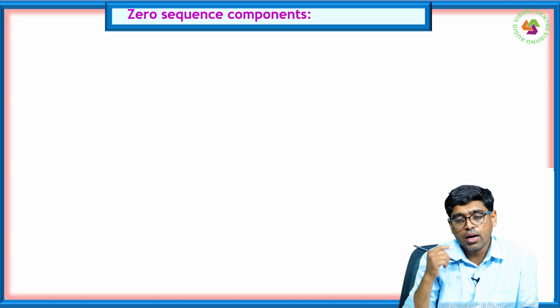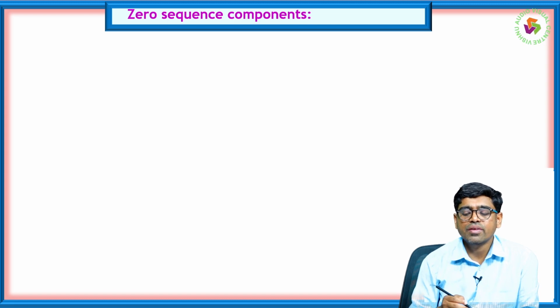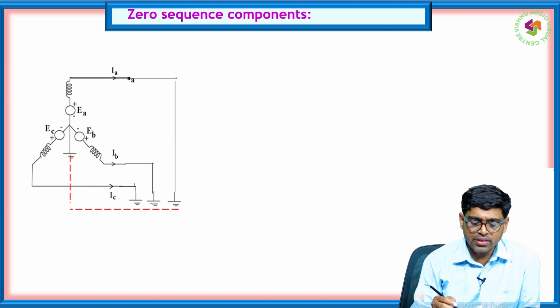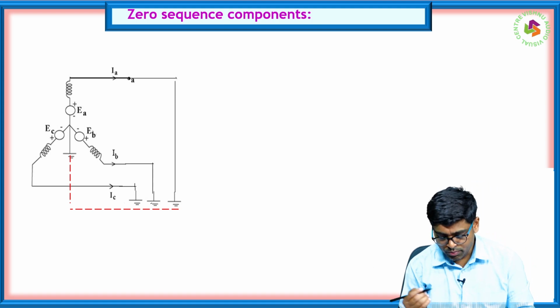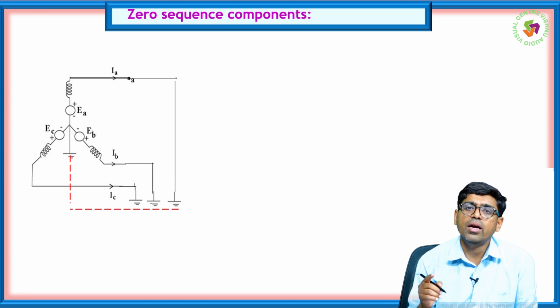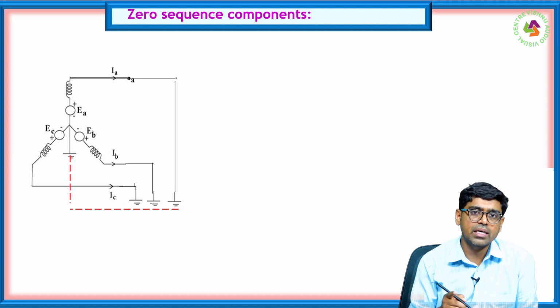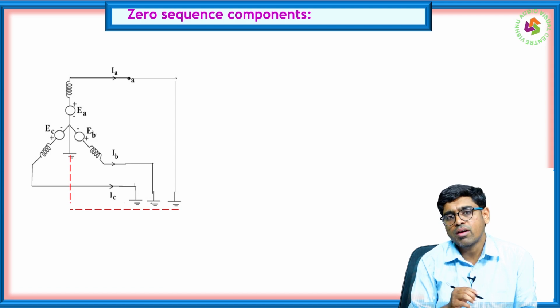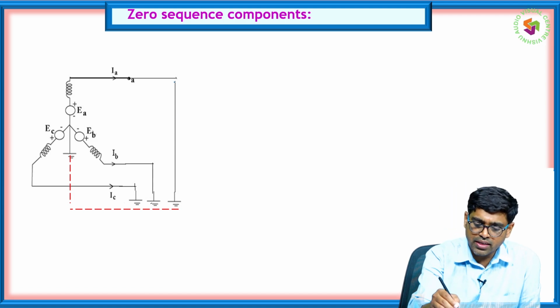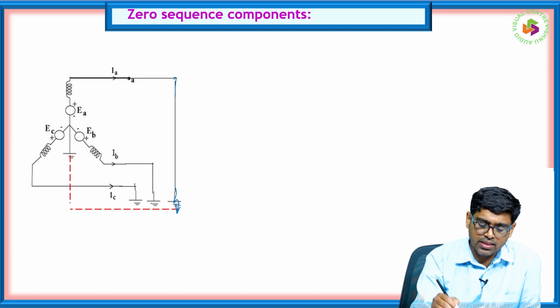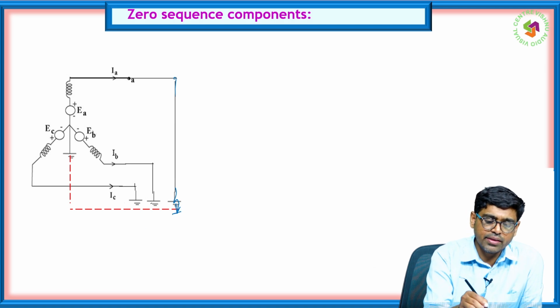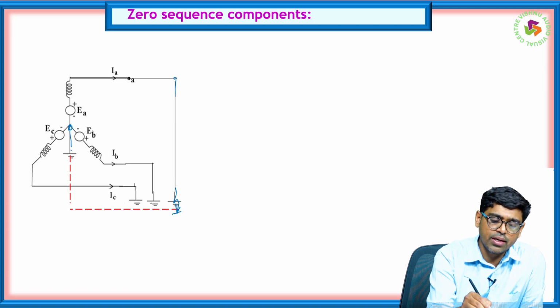Next, another component we have is the zero sequence component. This zero sequence component will exist when there is a fault and that fault is a neutral fault, a grounded fault. If it is not a grounded fault, this zero sequence component will not exist. So you can see there is a three-phase fault connected to ground, and this particular generator also needs to be connected to ground. It is a solid ground.